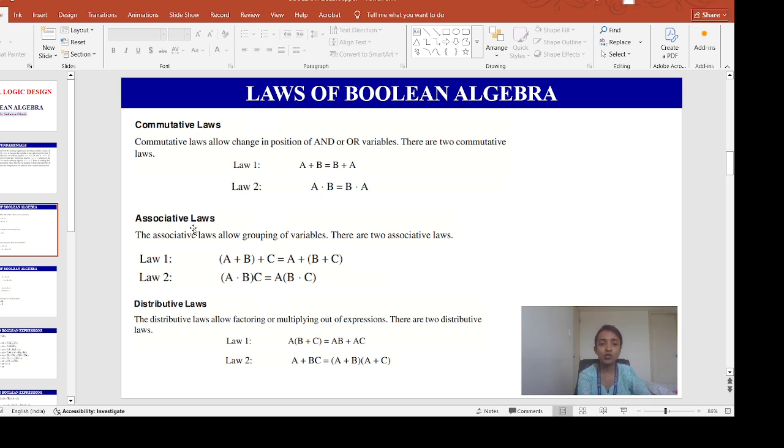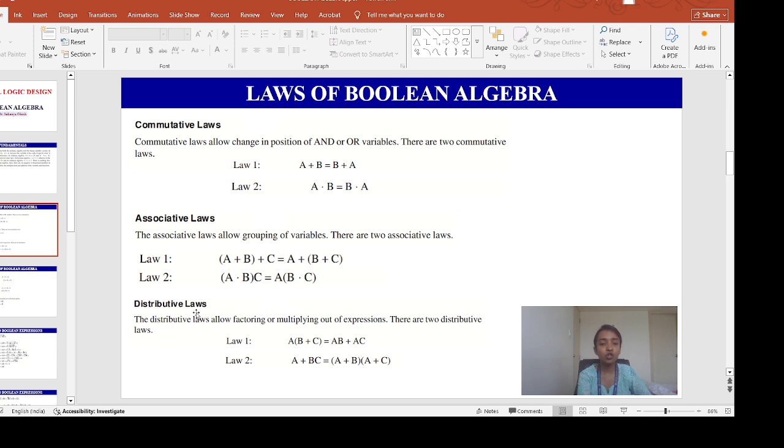We can write it. This will help us in simplifying the Boolean expressions. Second one is associative laws. The associative laws allow grouping of variables. There are two associative laws. First law is A plus B plus C, we can write it as A plus B plus C with grouping. Second law, A dot B into C, we can also write it as A into B dot C.